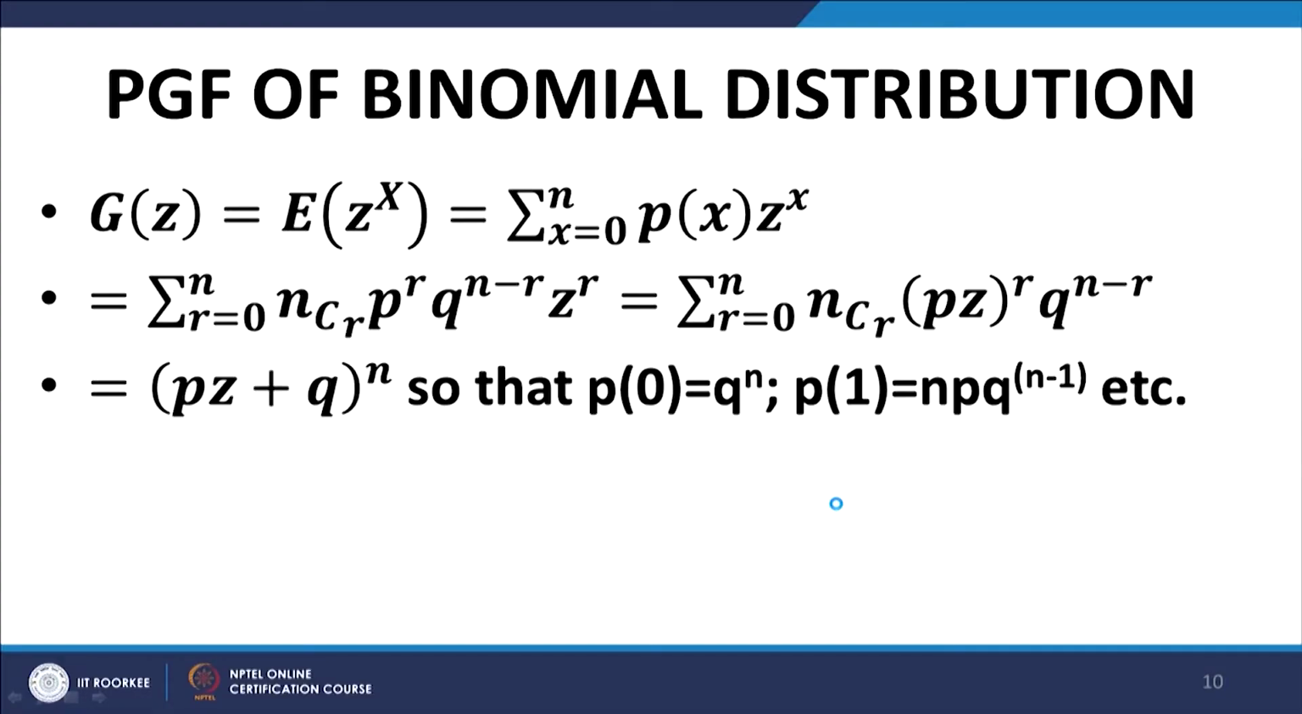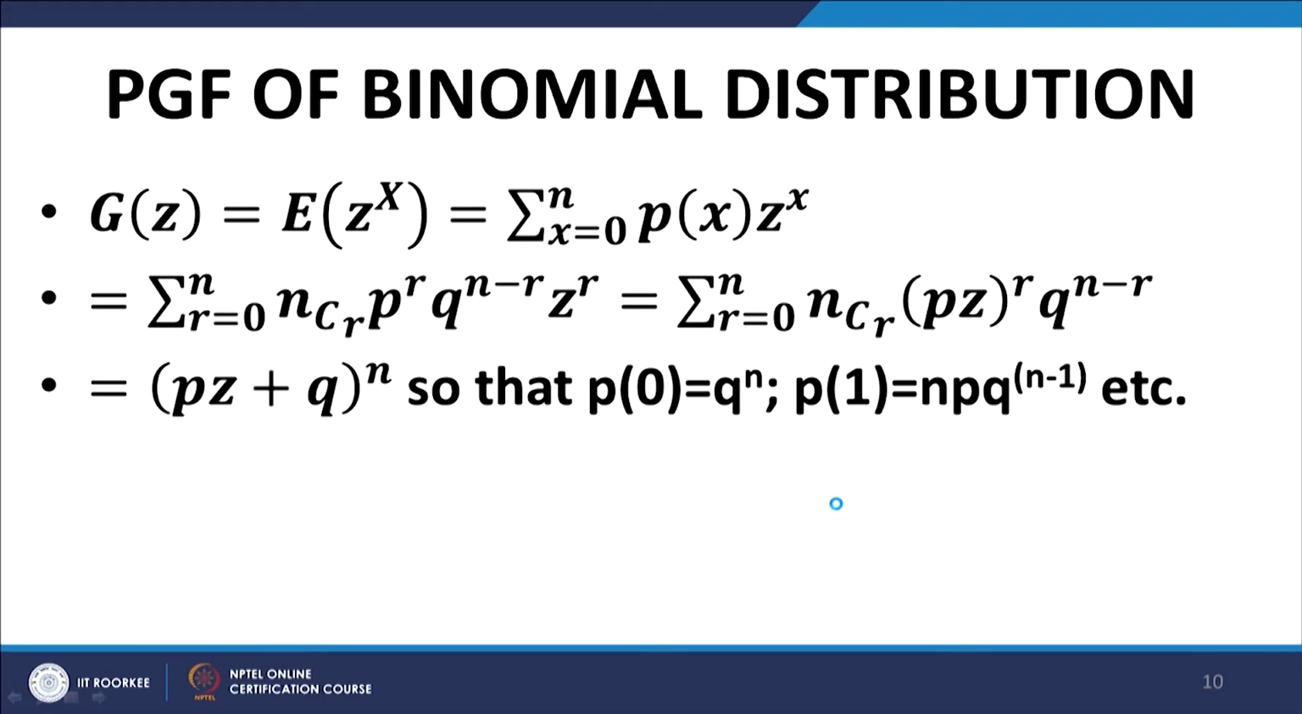The probability generating function of this particular distribution is quite simple. It is given by the sum of Px z to the power x. Px in our case, as we have just seen, is equal to nCr p to the power r q to the power n minus r. We take this p to the power r z to the power r in one term, and this becomes a binomial expansion, and when you take the summation, that is equal to (pz plus q) to the power n. Clearly, from this, you can identify that if you put z equal to 0, you get q to the power n, which is the probability of getting 0 heads.